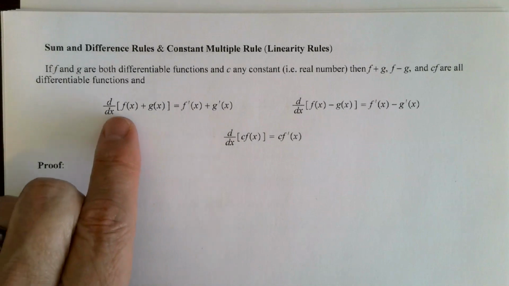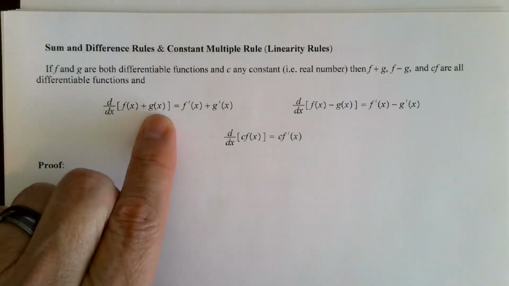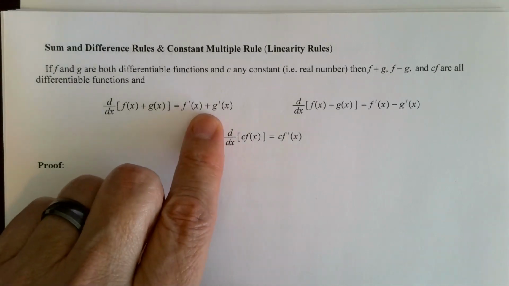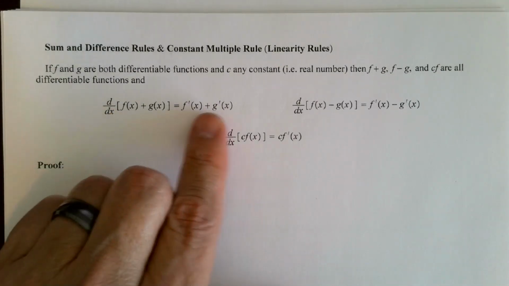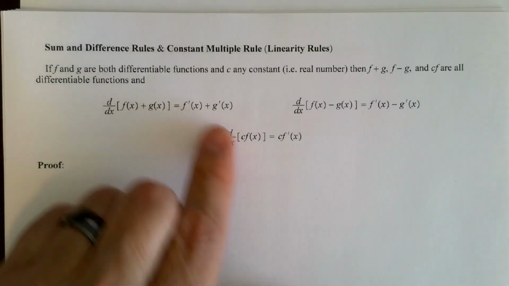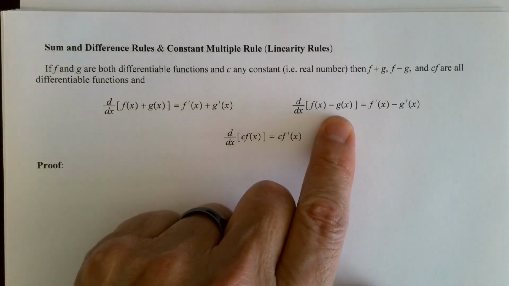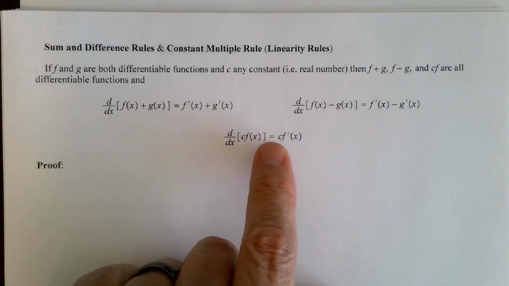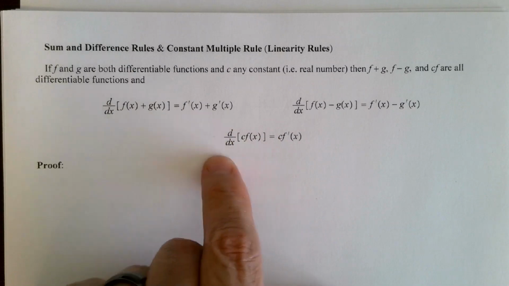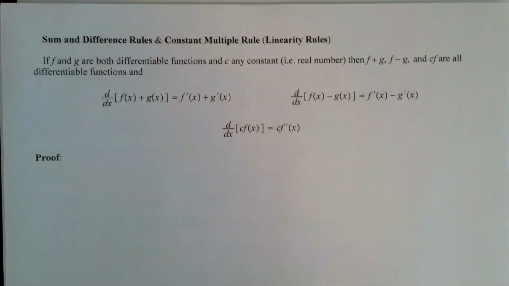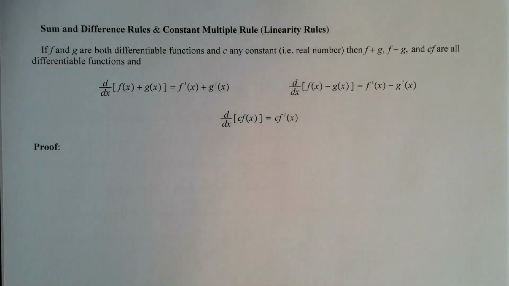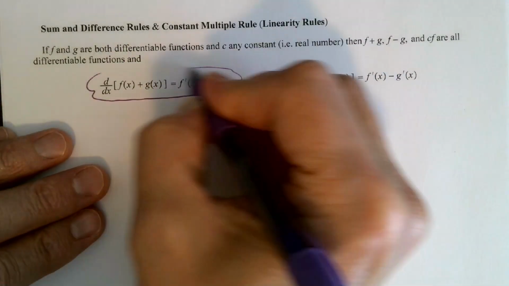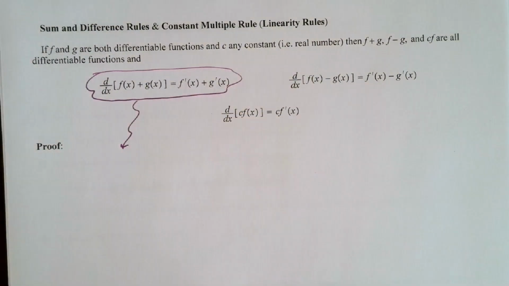And the derivative of the sum of two functions is equal to the sum of their derivatives. So if I'm finding the derivative of a sum, I just take the derivative of each individual function and add them. The derivative of the difference of two functions is the difference of the derivatives, and the derivative of a constant multiple of a function is just the constant times the derivative. You can pull that constant outside, if you will, the differentiation process. Okay, so I'm going to prove this one here. The others can be proved very similarly.